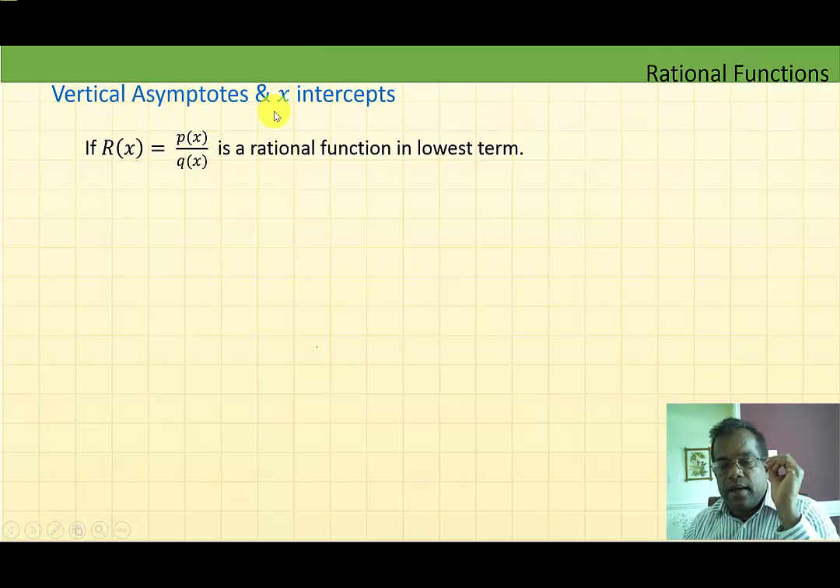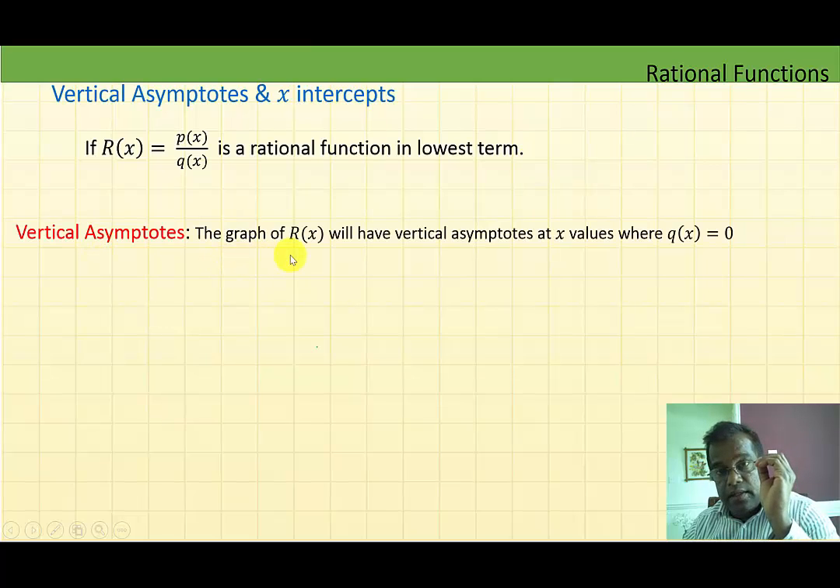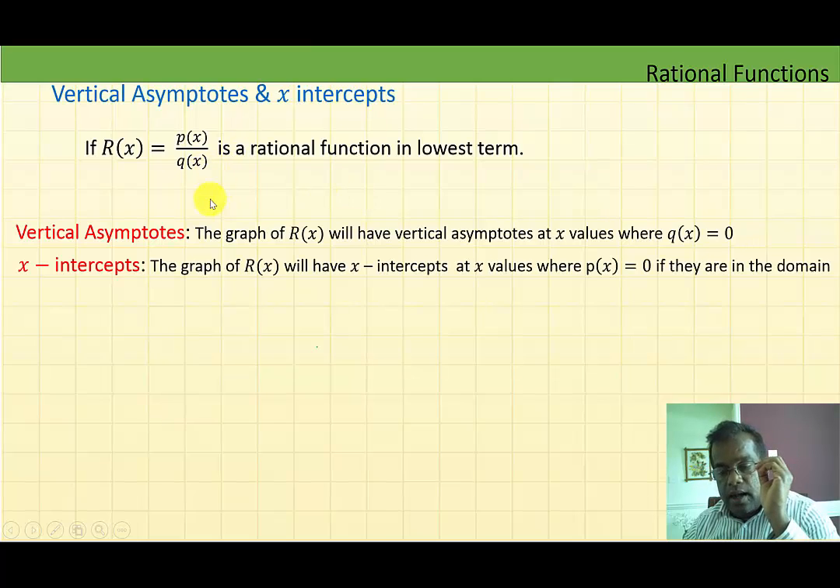Vertical asymptotes and x-intercepts. If a rational function R(x) is in lowest terms, then we can talk about the vertical asymptotes and x-intercepts of the graphs of those rational functions. The graph of R(x) will have vertical asymptotes at x values where the denominator q(x) is equal to 0, and the graph of R(x) will have x-intercepts at x values where p(x), the numerator, is equal to 0, of course if those values are in the domain of f.